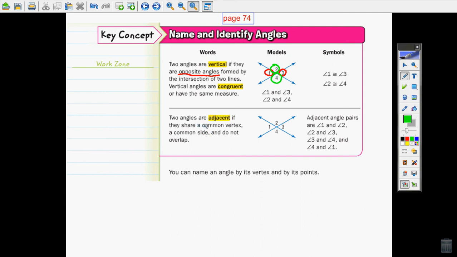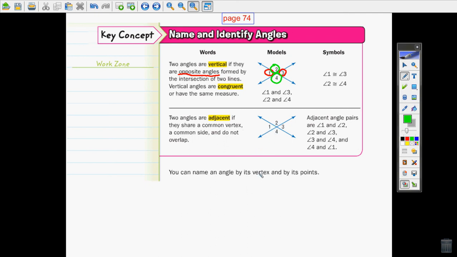It says here that two angles are adjacent if they share a common vertex, meaning a common point, a common side, and they don't overlap. I like to think of the word adjacent as being neighbors. When two angles are adjacent to one another, they are neighbors. They are right next to each other. In this case, 2 and 3 are right next to each other, so they're adjacent. They're neighbors. 1 and 2 are adjacent.